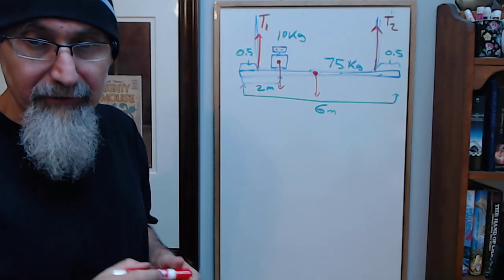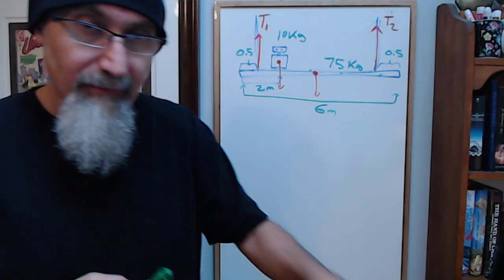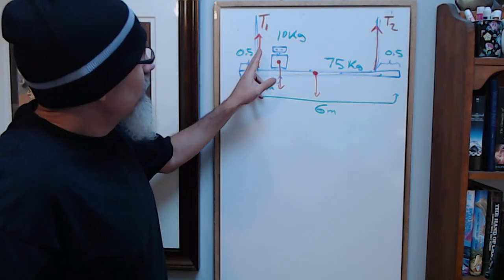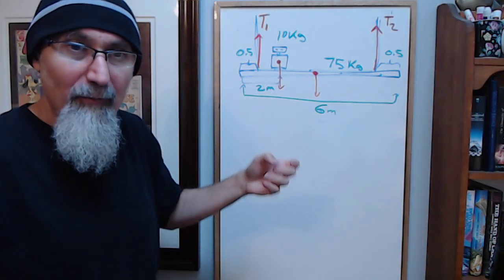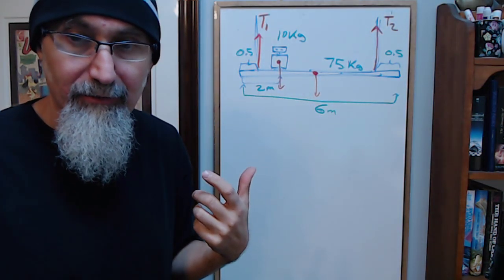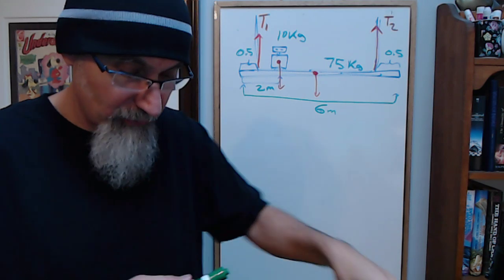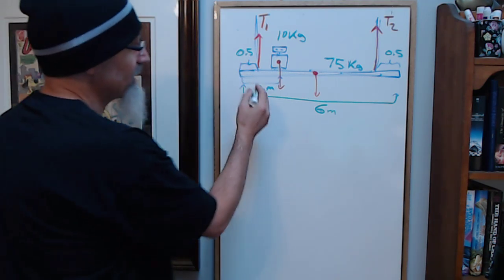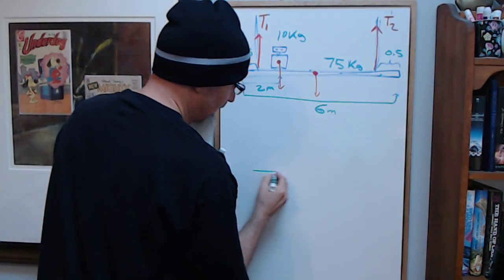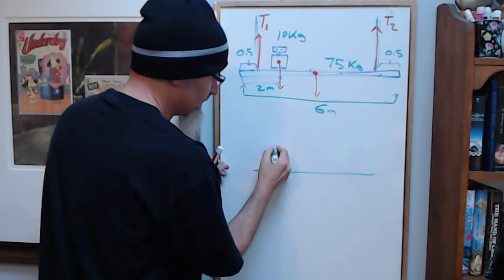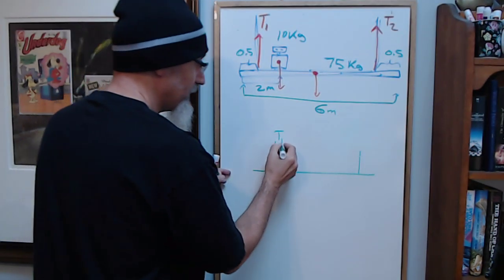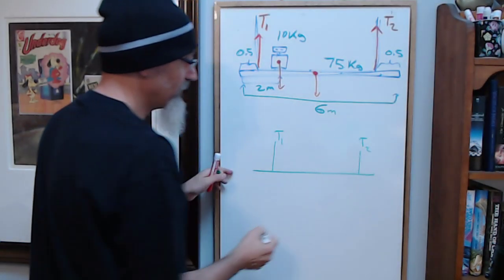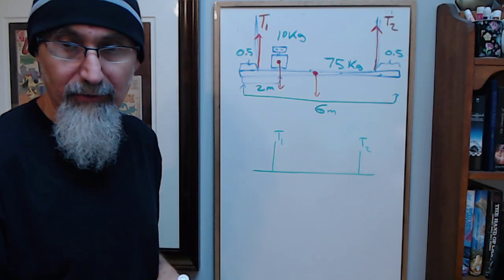Now consider this. Which one of these, T1 or T2, is going to have more tension? Let's assume we had this model, but instead of all this stuff on it, we had a plank laid out the same way, and this was a string and this was a string. What would T1 and T2 be? What could you say about T1 and T2?